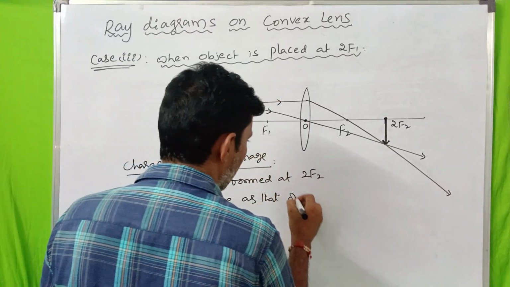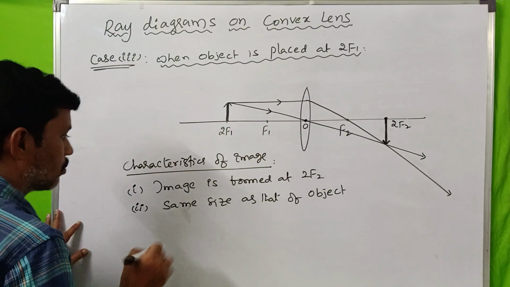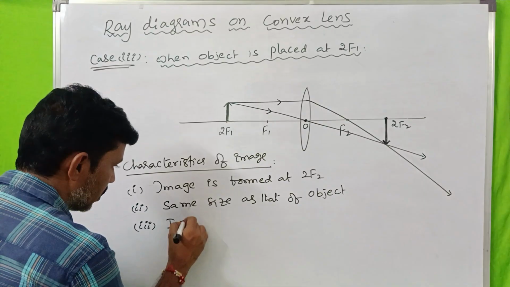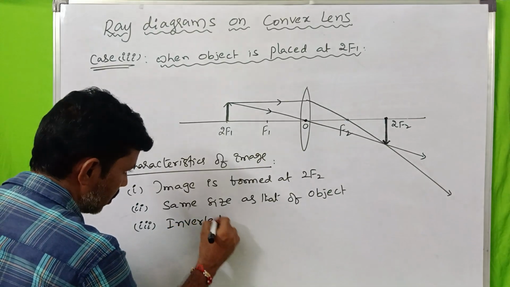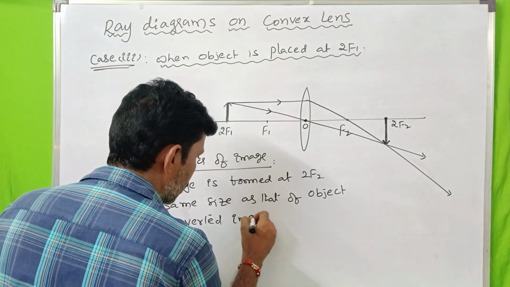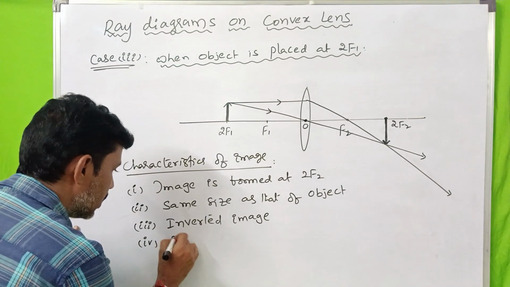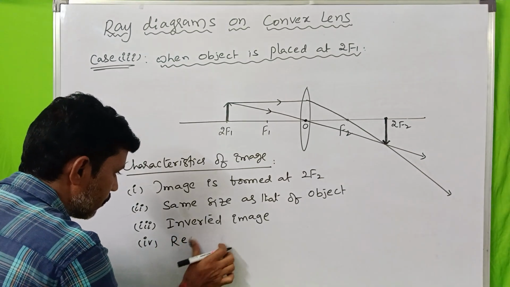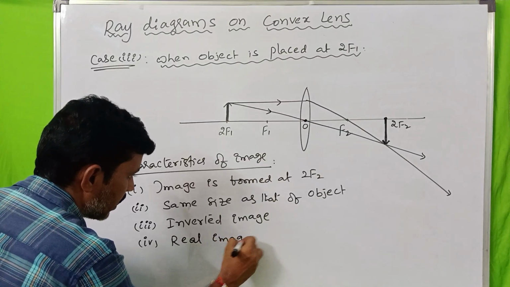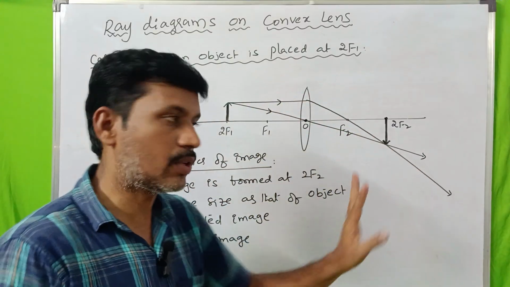Same size as that of the object means whatever the object size is, the image size is also the same. Next, the third one, as usual an inverted image. We can clearly see the image is formed in reverse, that means an inverted image, below the principal axis. And the fourth one is a real image. So these are the characteristics of the image formed when the object is placed at 2F1.